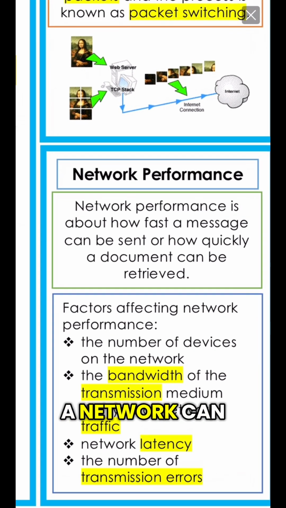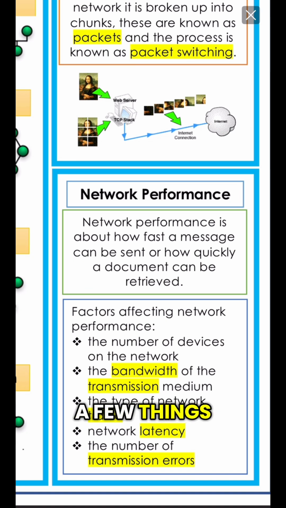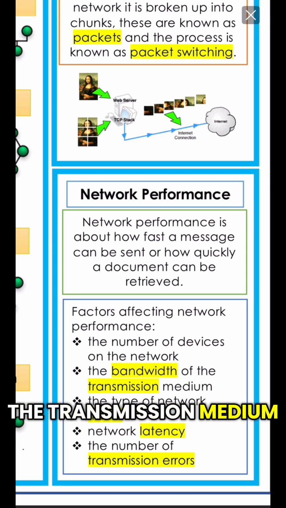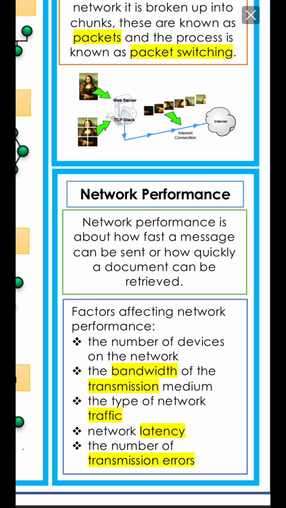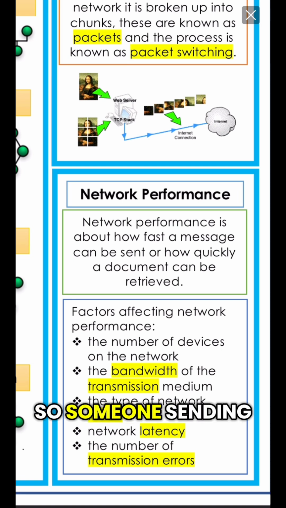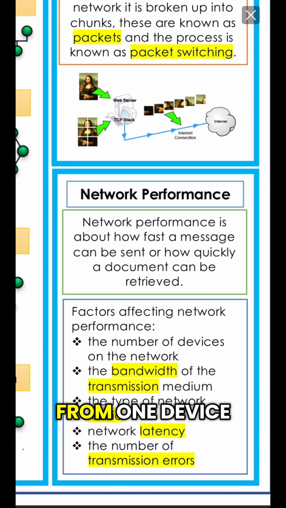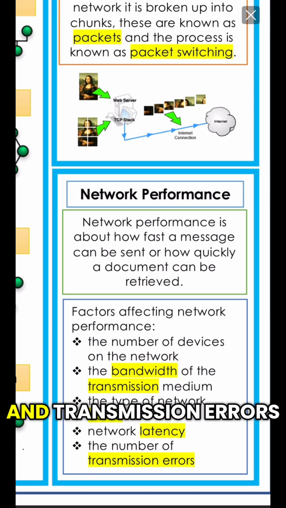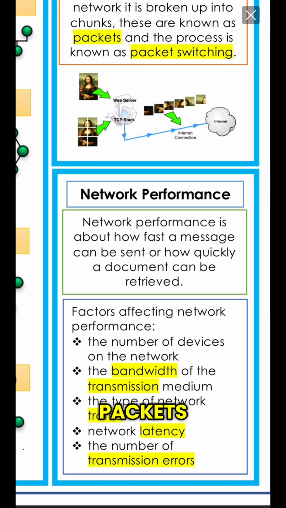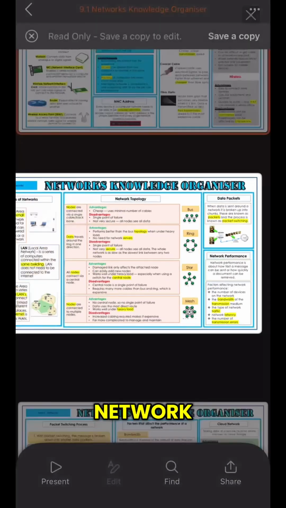Now, performance of a network can be affected by a few things. Firstly, if there's more devices on a network, then the network can become slow. The bandwidth of the transmission medium, so how much bandwidth is on the network, what the type of network traffic is, so if someone's sending a video to another person on the network and it's quite a big file, it might take longer. Latency, which is essentially the number of seconds or milliseconds it takes to get one message from one device to another. And transmission errors, so that's like collisions of the packets, and they can all affect the performance of a network.